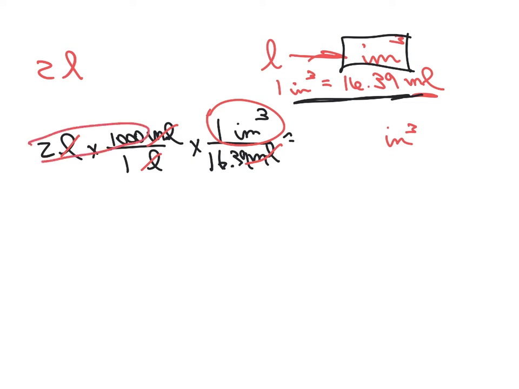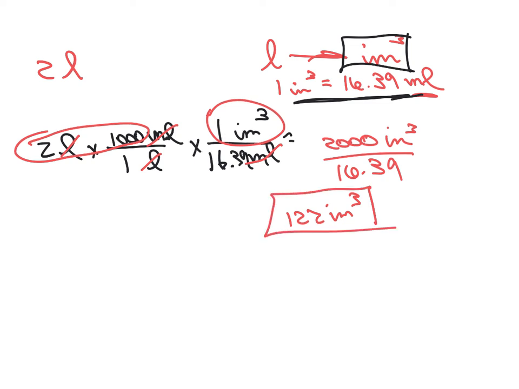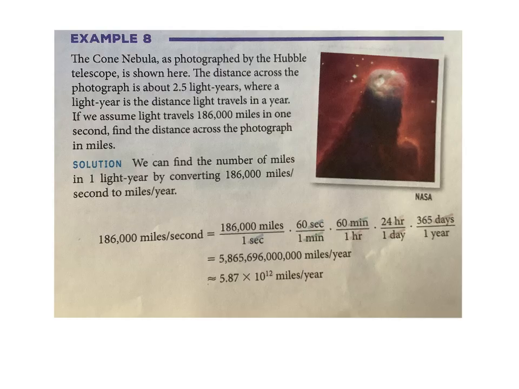So 2,000 divided by 16.39, and when you get your calculator and divide that out, you get 122 cubic inches, which is awful itty bitty for a car, especially when a decent car had a 283 or a 350 in it when I was a kid. 122 is not a whole lot of size. So anyway, let's look at 8. Example 8, we'll be done.